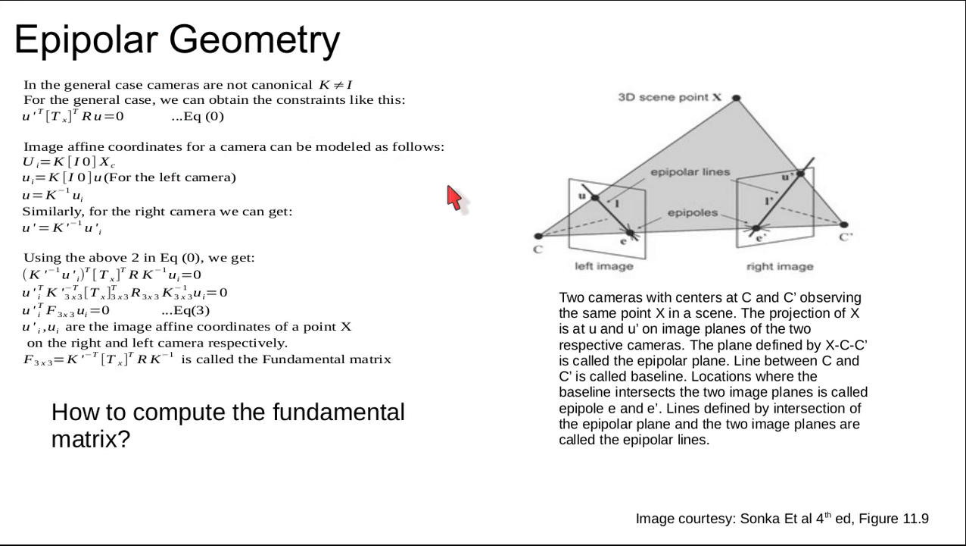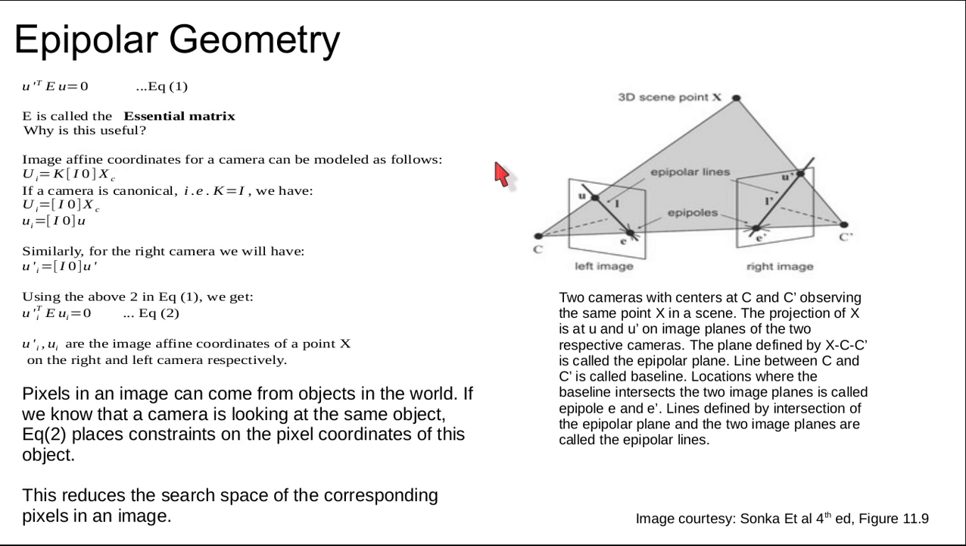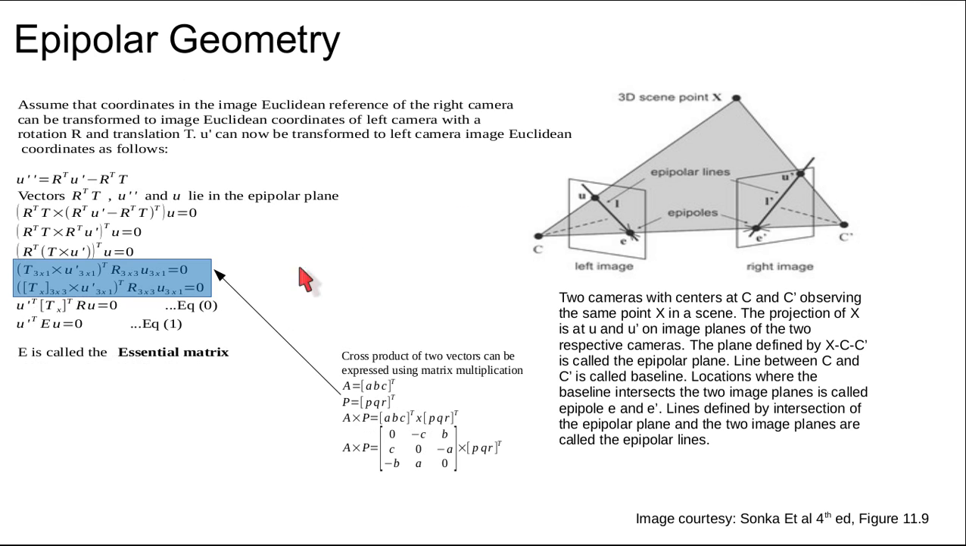In the previous slide, we had made an assumption that the cameras were canonical. In the general case, cameras are not canonical. So the constraints were obtained as u dash transpose tx transpose ru equal to 0. This was equation 0 that we had derived a couple of slides ago. And we reduced this term in the middle to the essential matrix.